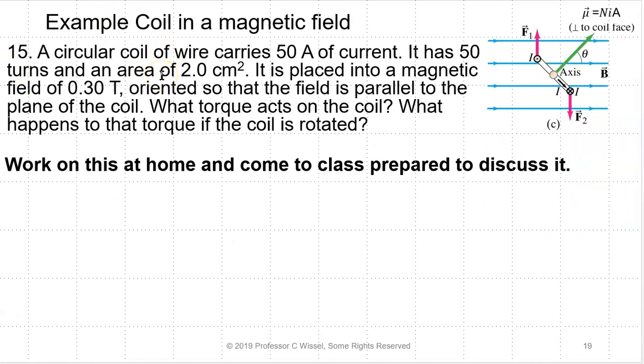We have a circular coil of wire that carries 50 amps of current. It has 50 turns in the area of 2 square centimeters. It is placed into a magnetic field of 0.30 Tesla. It's oriented so the field is parallel to the plane of the coil. What torque acts on the coil and what happens to torque if the coil is rotated?